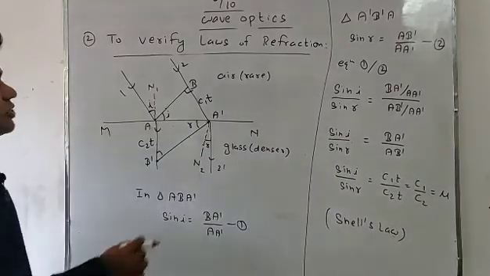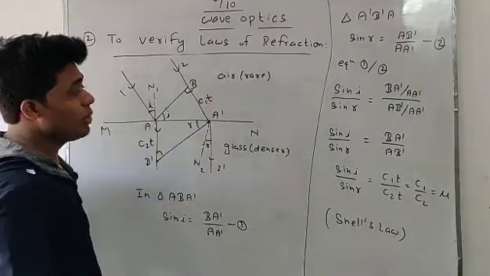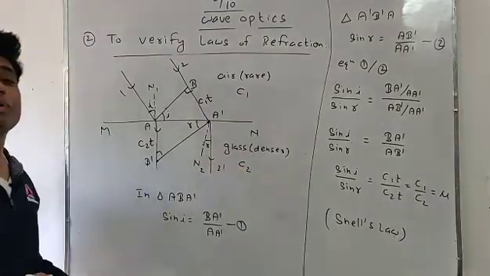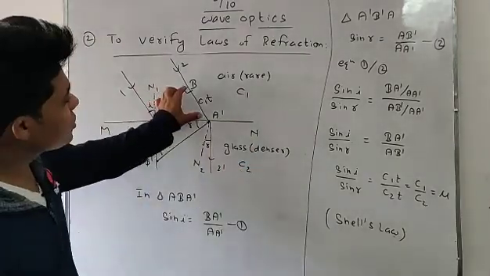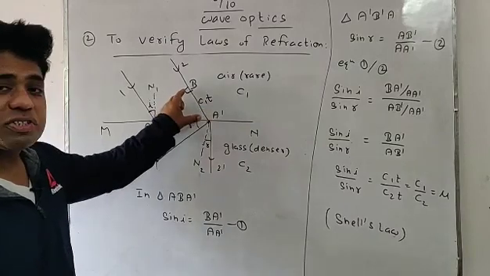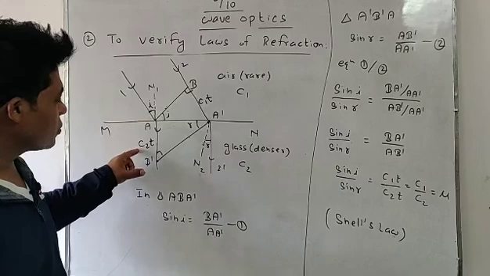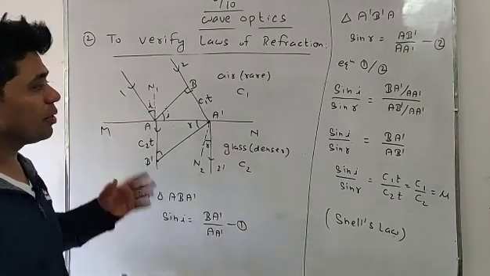So now students, this is air, the rarer medium, and this is glass, the denser medium. The speed of light is C1 in the rarer medium and C2 is the speed of light in the denser medium. That's why this distance is taken as C1t. What is the formula of distance? Speed into time, C1 into t. And that distance will be C2t, speed into time in the denser medium.